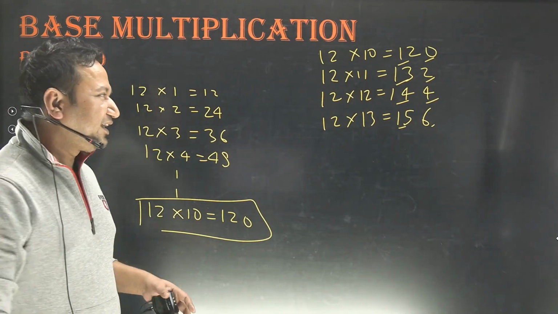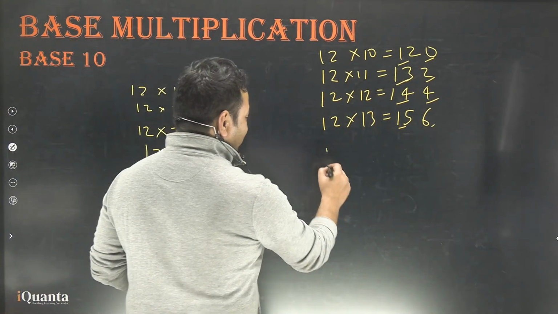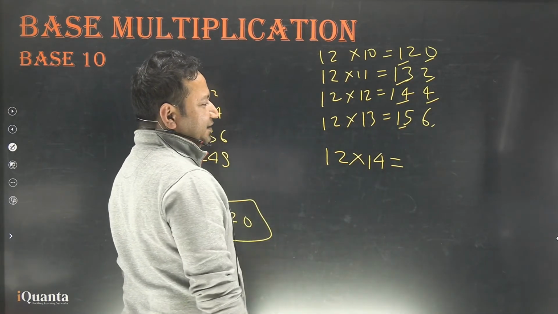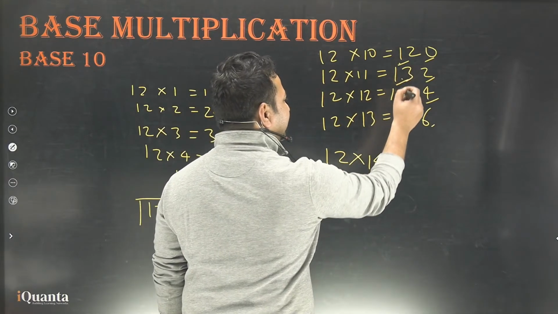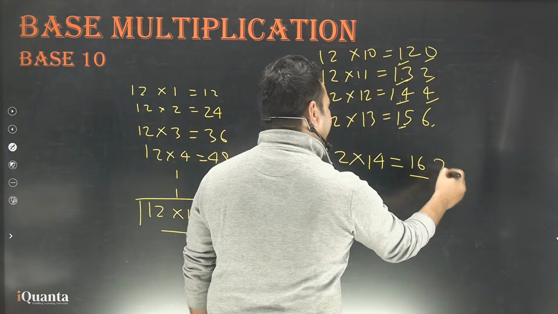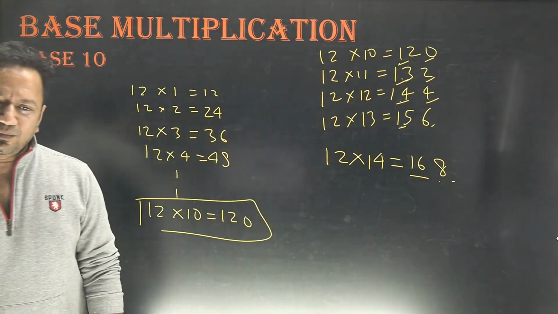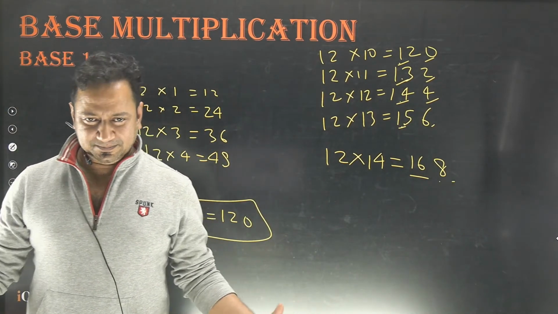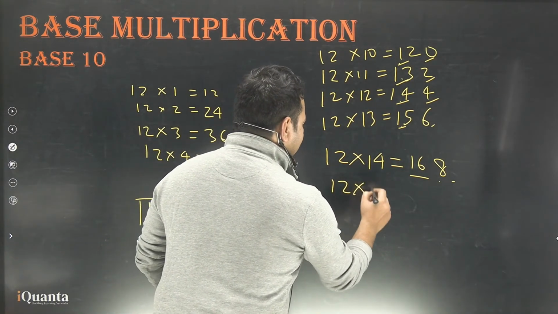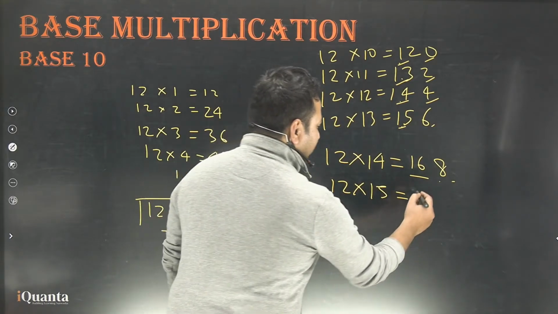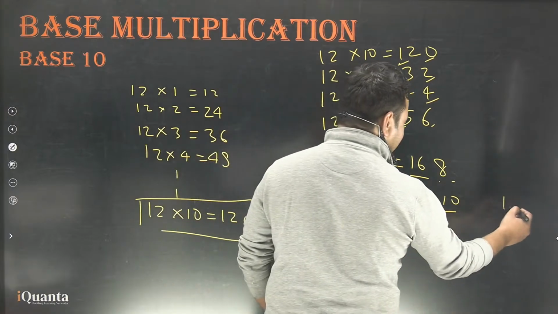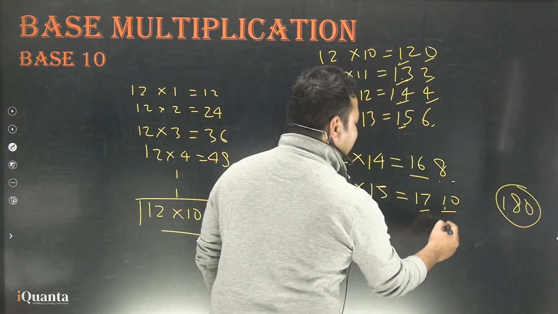I said, okay, you can ask me anything. Had she asked me 12 into 14, I know the pattern. 12, 13, 14, 15, it becomes 16. 0, 2, 4, 6, it should be 8, and that is the correct answer. Yes or no? But as soon as I went to 12 into 15, I got confused. The answer is 180. Then I realized this carry forward technique.